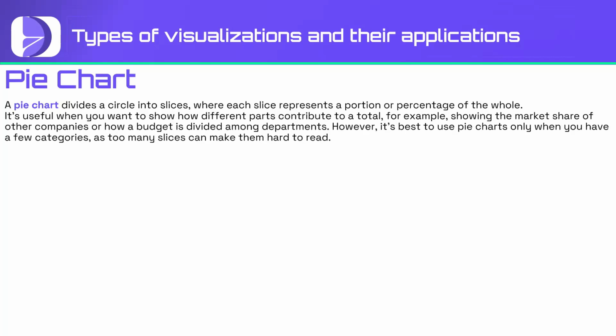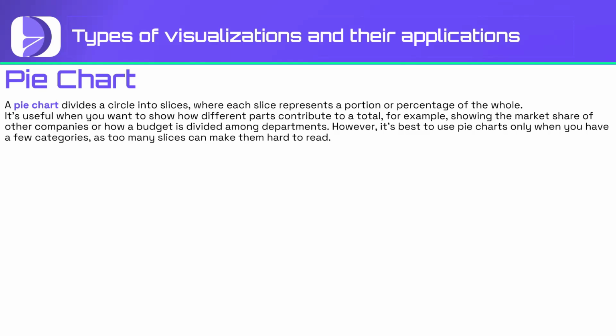What are pie charts? A pie chart divides a circle into slices. Just take it like your pizza. If you know how a pizza is like a circle and it's being sliced into equal parts, each of the slices represents a portion or percentage of the whole. That is, every portion that is being sliced represents a percentage of the entire whole. So the entire whole is 100%.